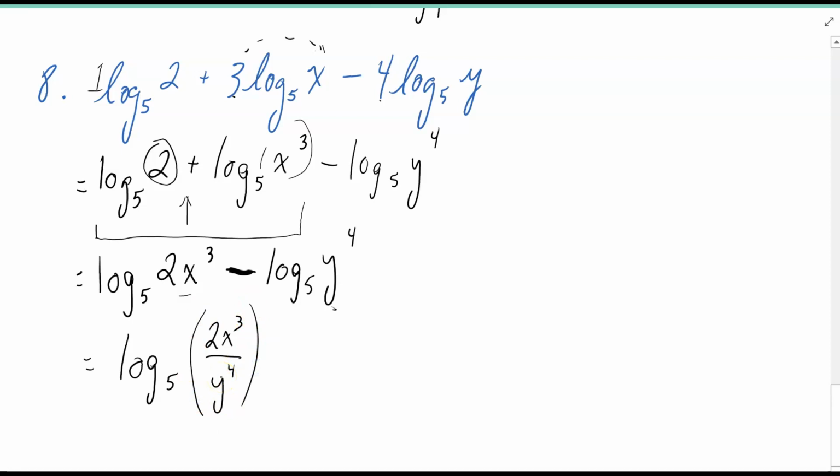So that's how the properties of logarithms are used, and it will be useful when you are solving equations to know these properties of logarithms.